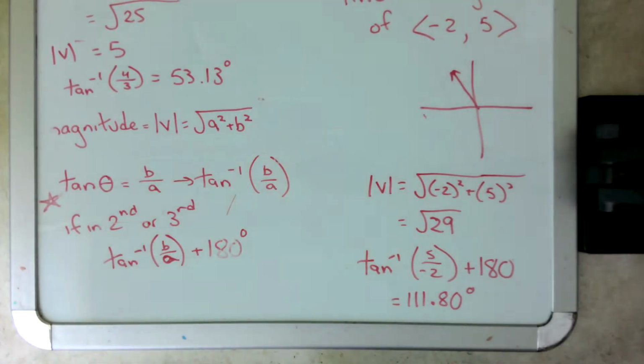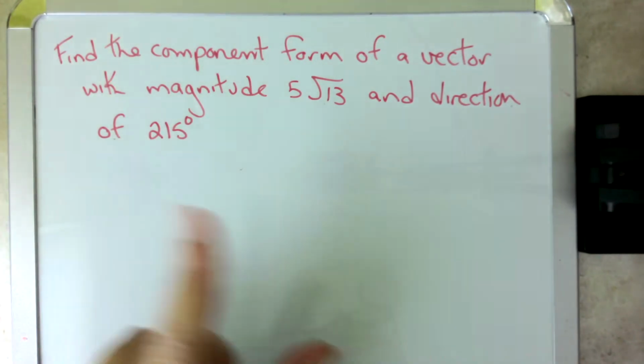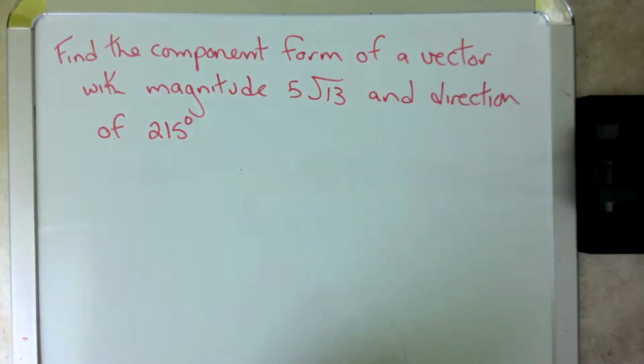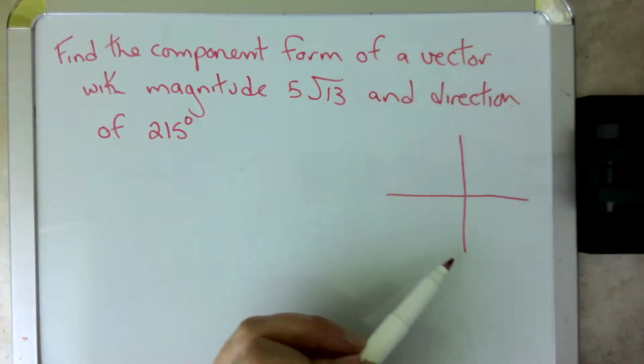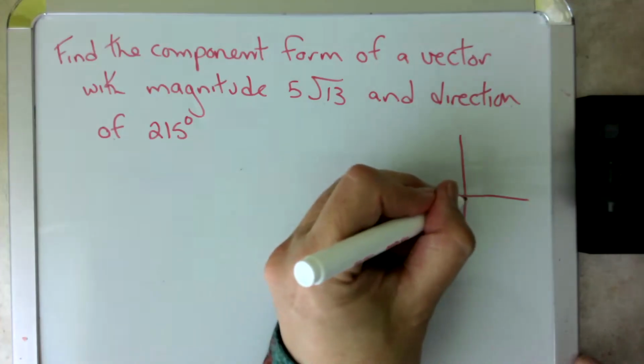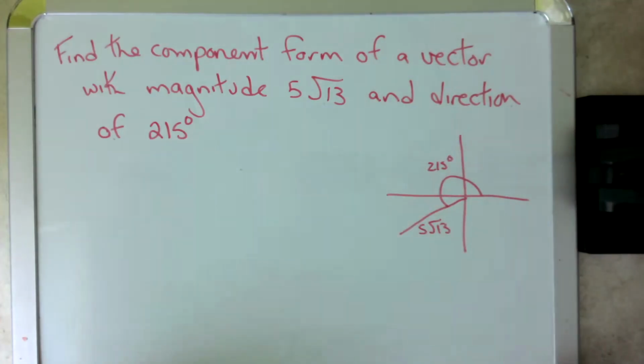Okay, so that's going in the direction of you have the component form, find the magnitude and direction. Now let's take a look at how we do the opposite. Okay, so now let's say we're facing the problem. Find the component form of a vector with a magnitude of 5√13 and a direction of 215 degrees. All right, so again, starting with a picture is never a bad idea. 215 degrees, that's going to be between 180 and 270. And magnitude of 5√13 means that's right there.